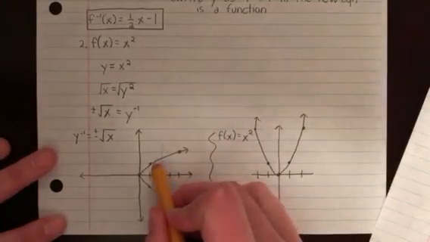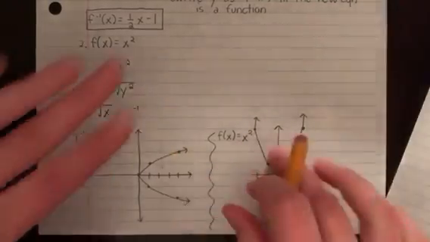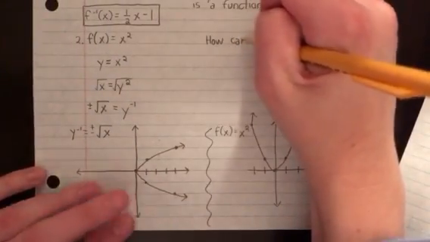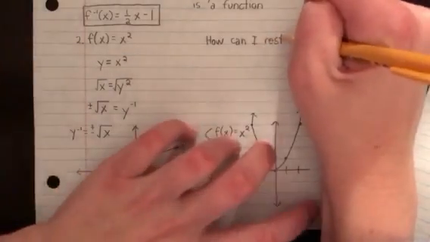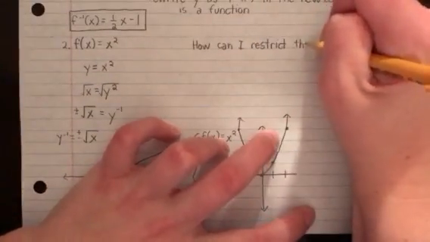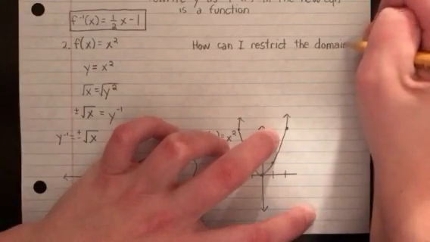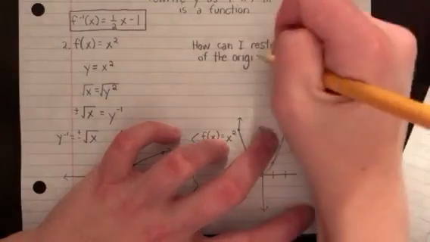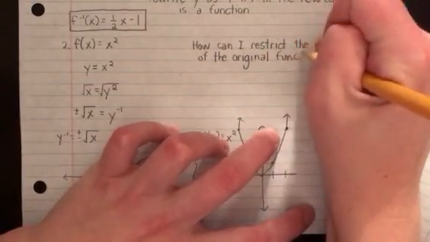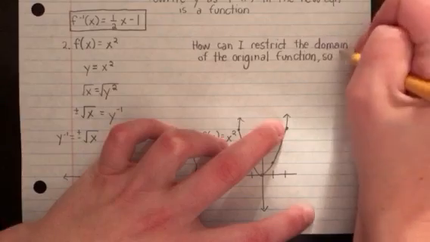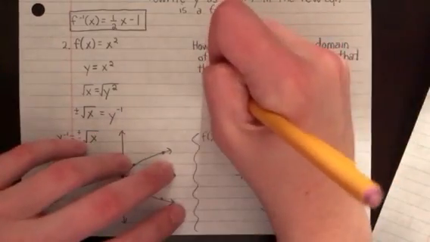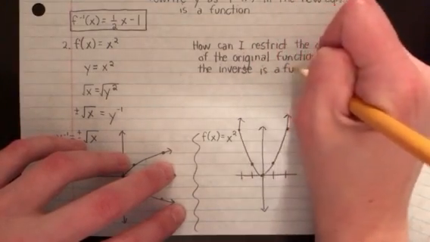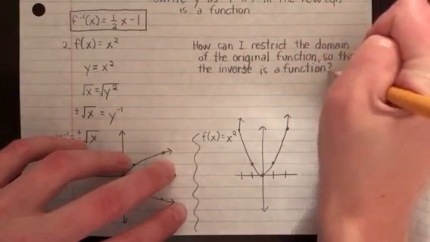So what we really talk about, and I really hope you're getting this, is my next kind of side note question: how can I restrict the domain of the original function so that the inverse is a function? How could I do that?